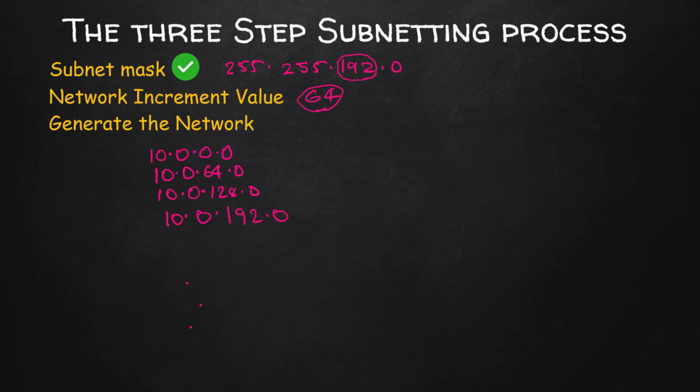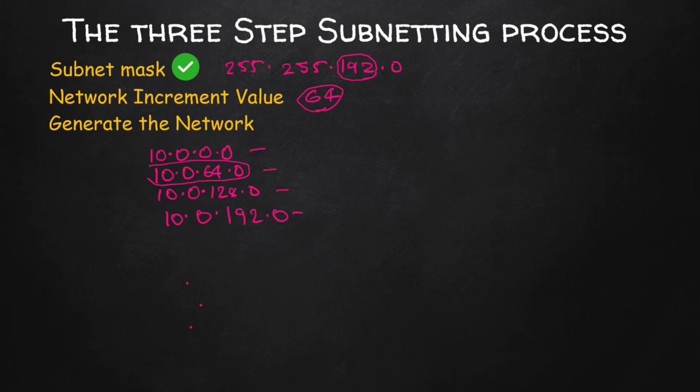Now how to find out the ending IP address of each network? We need to find the ending IP address. How to find out that thing? The ending IP address is the previous IP address of the next starting IP address. So which one is the next starting IP address?